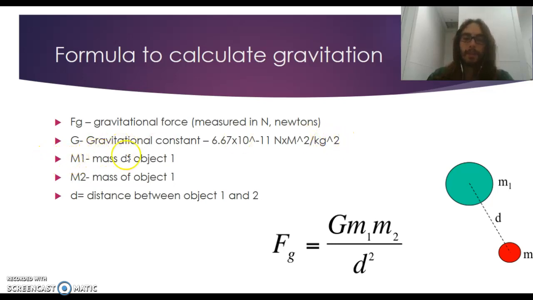So M1 is going to be the mass of object 1. M2 is the mass of object 2. That's not 1, it's 2. And then D equals the distance between object 1 and 2.